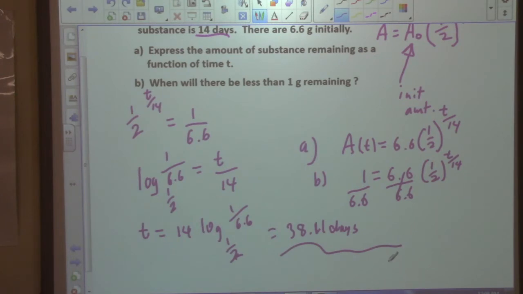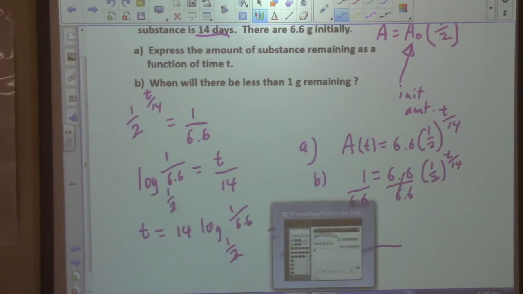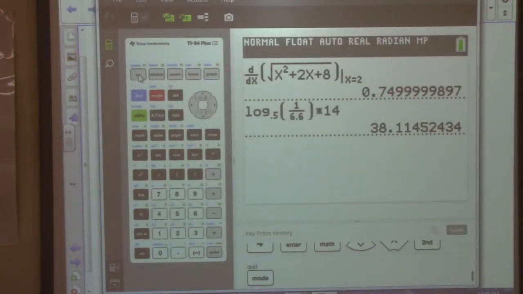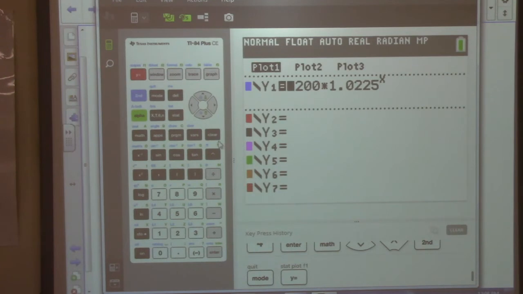Now, there are other ways to do this with a calculator that are probably easier than this, and I will show you, okay? Nobody's going to complain if I show them. Okay, come right here.